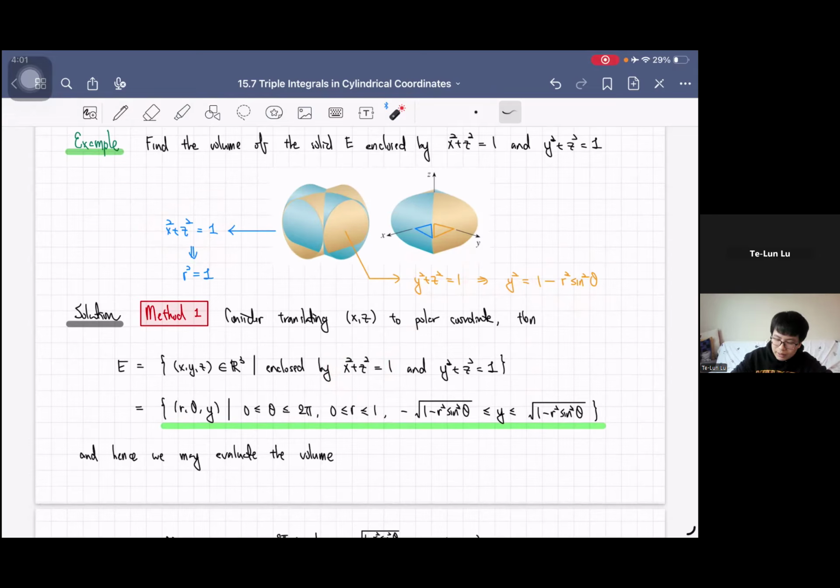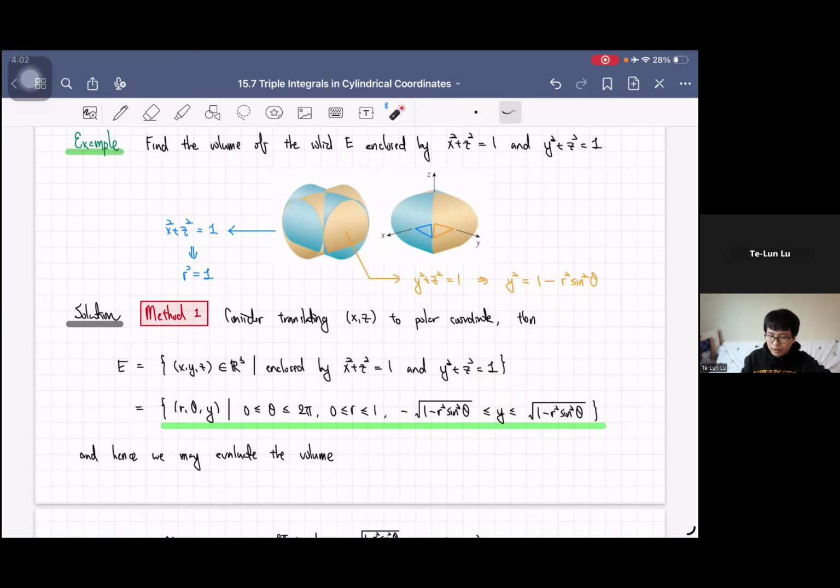So for x and z, basically this circle, you're computing everything all the way from radius 0 to radius 1 and all the way from 0 to 2 pi. So those are quite simple. And for the y direction, the upper bound is given by the positive square root of this guy, and the lower bound is the negative square root, which is minus the square root of 1 minus r squared sine squared theta.